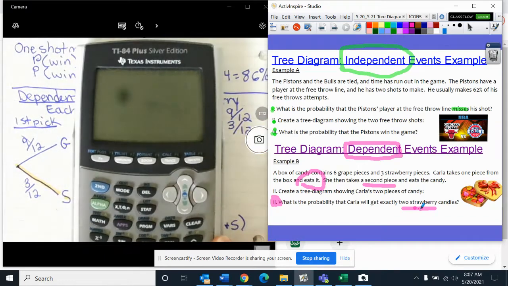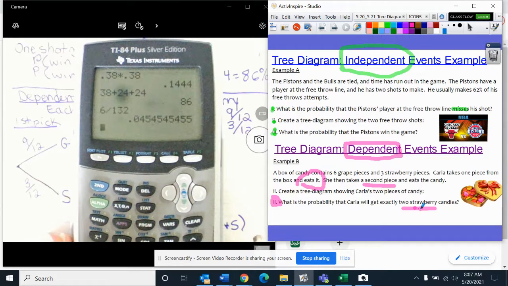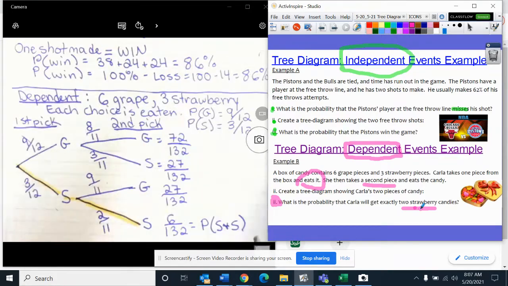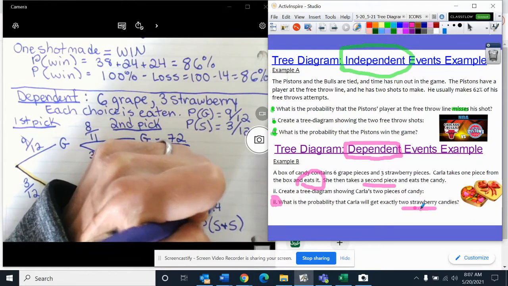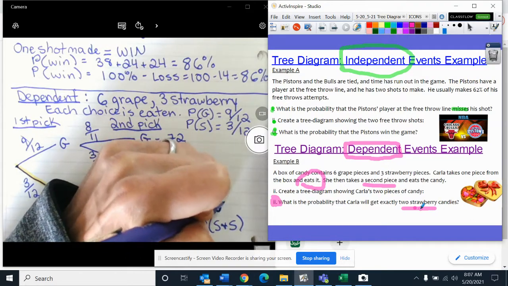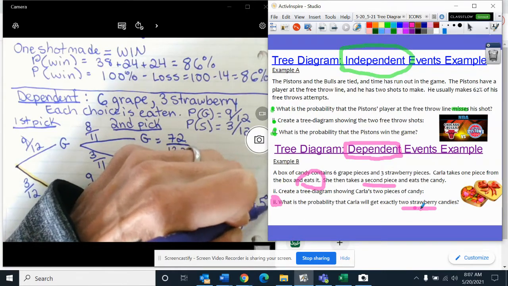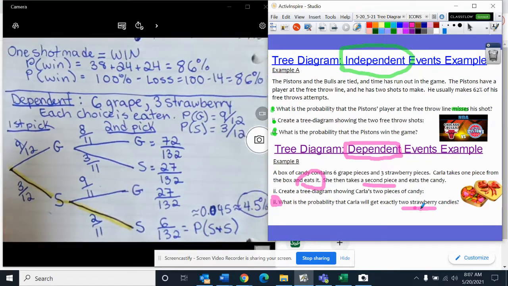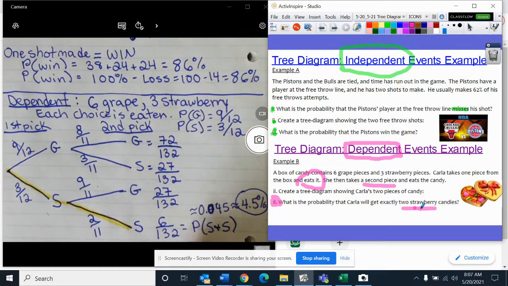To add a decimal to it, or percentage, we take 6 divided by 132. And we get about 0.045, which is about 4.5%. So not very likely that she will get 2 strawberry candies. She should just open the lid and look for the strawberry. Or open her eyes and look for those strawberry pieces.